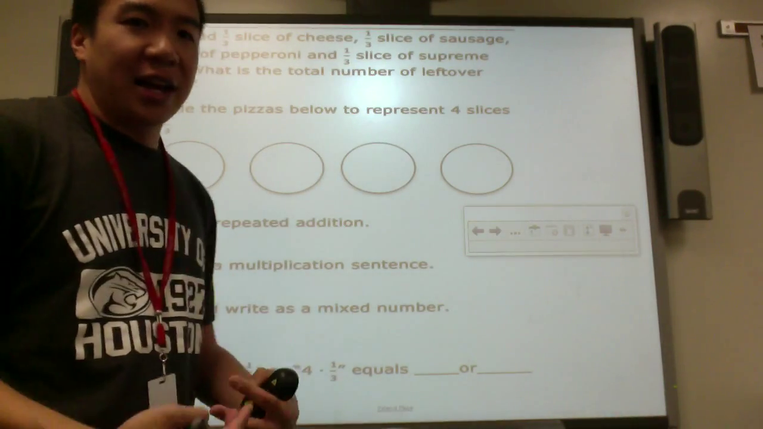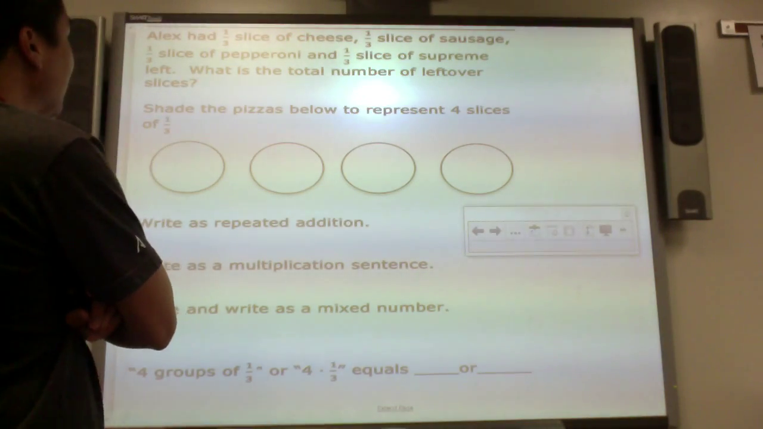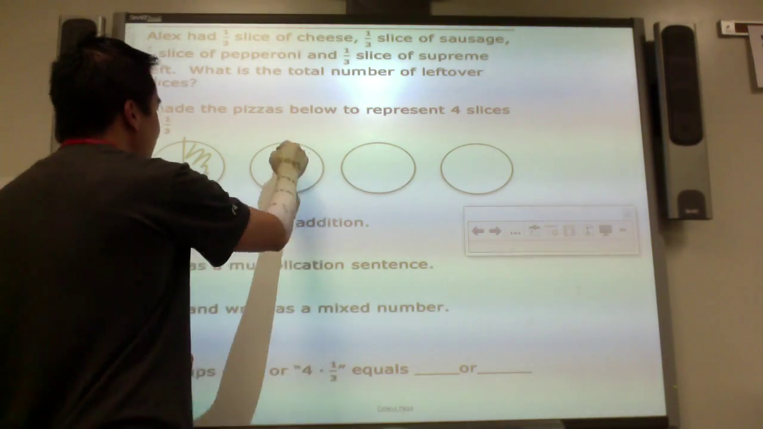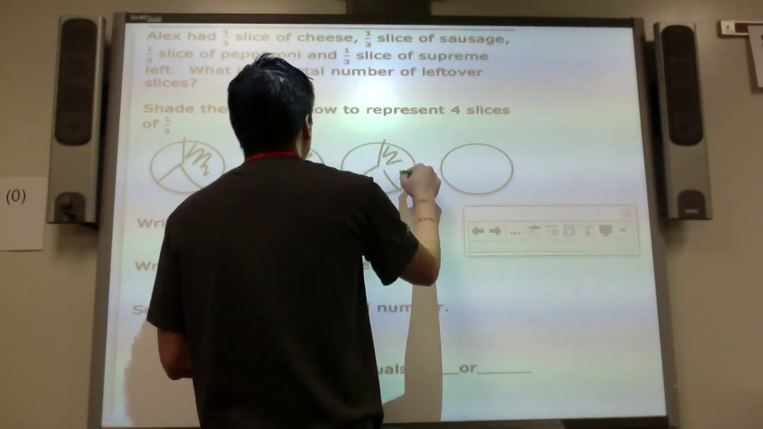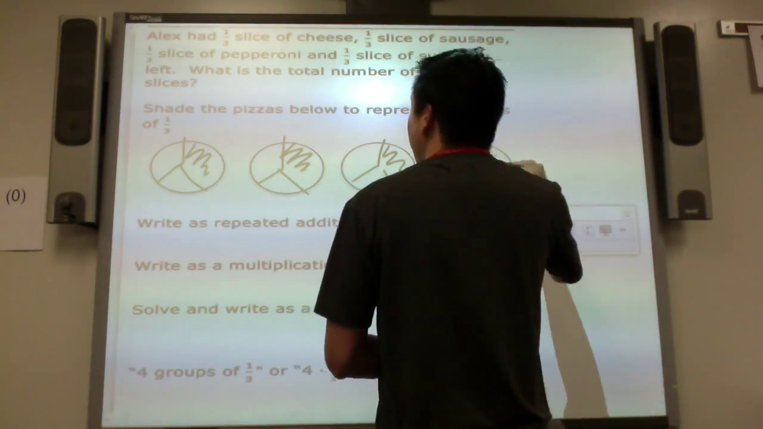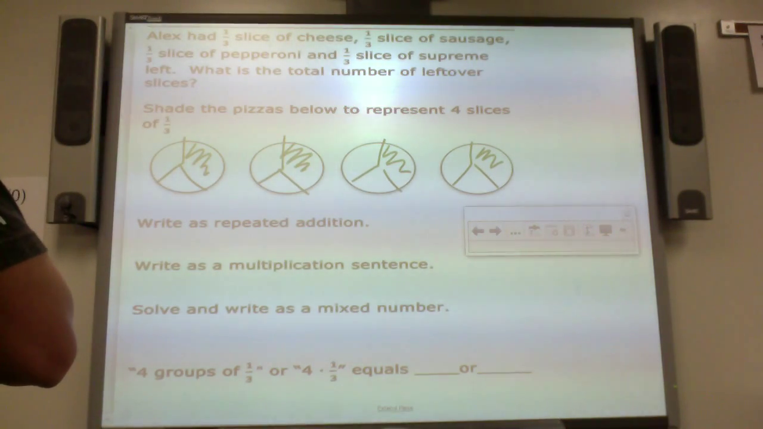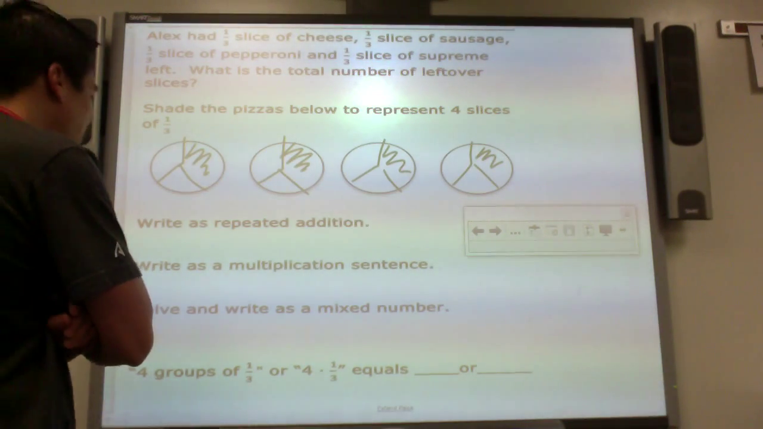So let's get to our other ones. Now that we understand increase and decrease, we can answer some of these questions. Alex had 1/3 slice of cheese, 1/3 slice of sausage, 1/3 slice of pepperoni, and 1/3 slice of supreme. What is the total number of leftover slices? Shade the pieces below to represent 4 slices of 1/3. Done. Write as repeated addition.